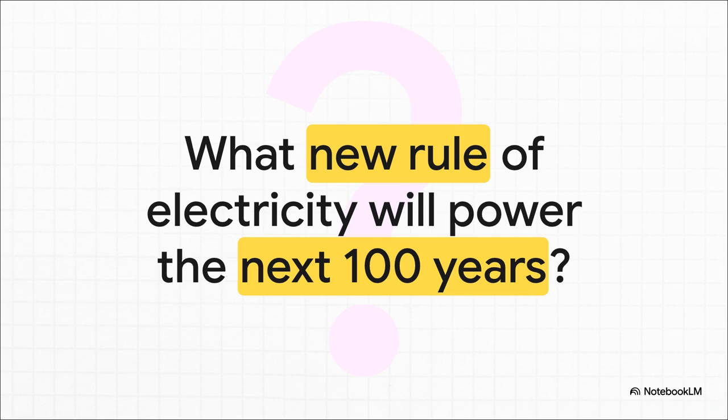And that brings us to the end. These principles, from people like Ohm, Faraday, and Maxwell, were all figured out over 100 years ago, and they've powered our world ever since. It really makes you wonder, doesn't it? What new rule of electricity, what fundamental discovery is out there right now, just waiting to be found, that will power the next 100 years of technology?